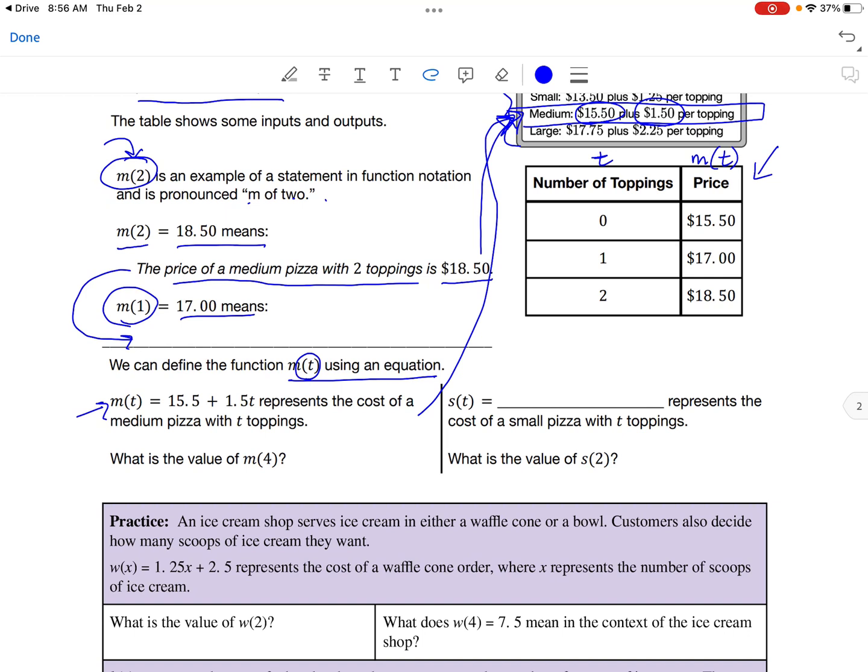And now we can evaluate m of 4. We can say m of 4, that means the price when there's 4 toppings. So we'll use the function rule, 15.5 or $15.50 plus 1.5 times 4. What does that equal? So that is going to be $15.50 plus $6. That's $21.50.